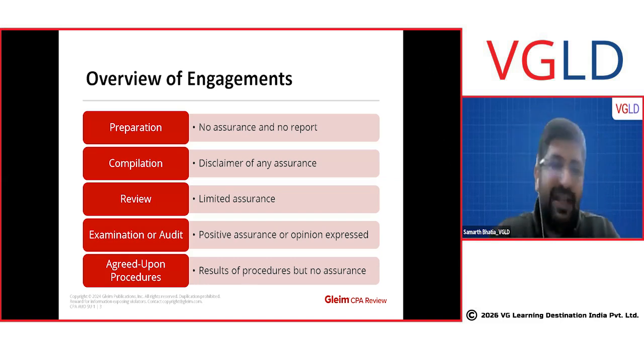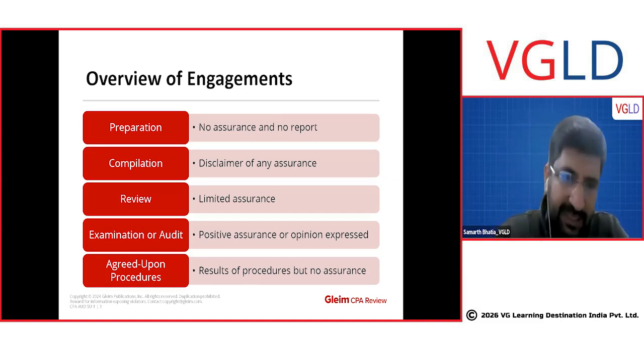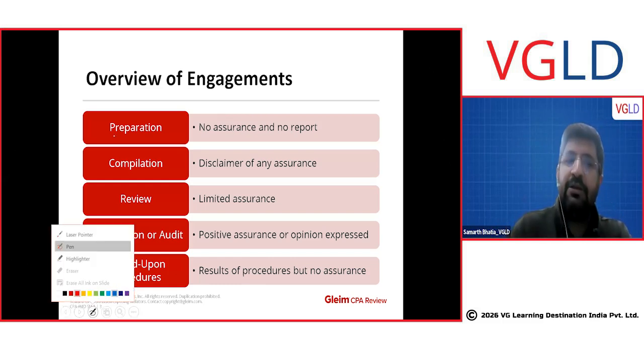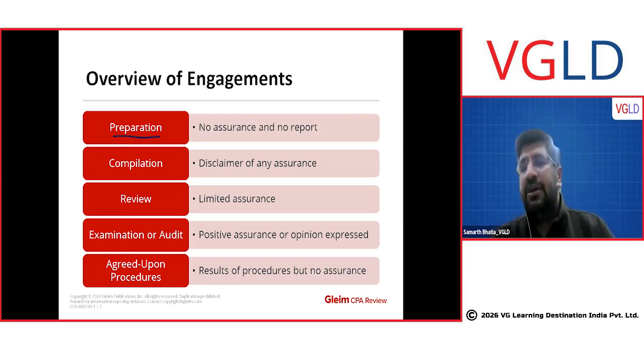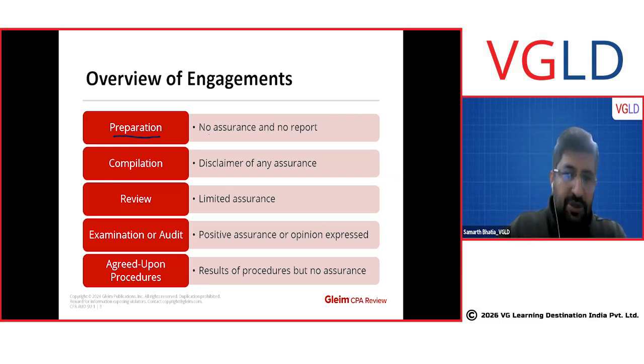So these all are the engagements an auditor or a CPA can take. The first is preparation. You can prepare the books of accounts of a company. For preparation of financial statements, you are not an independent person, so you are not going to give any assurance, no report, nothing. You have to just prepare the financial statements of the company. So no assurance, no report is required.